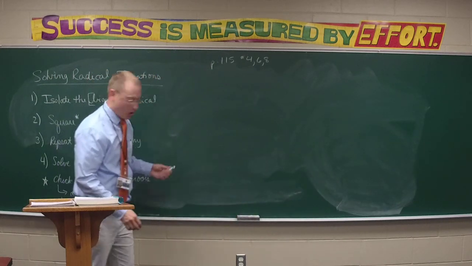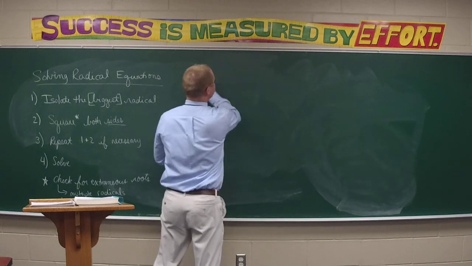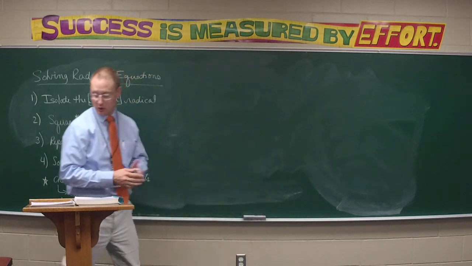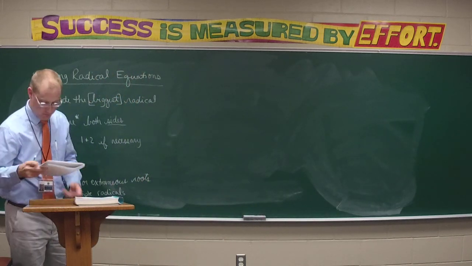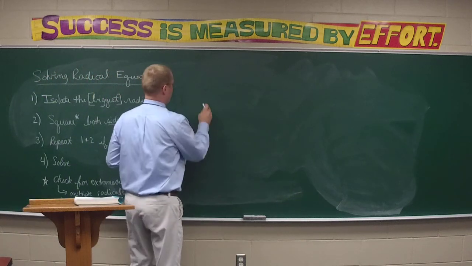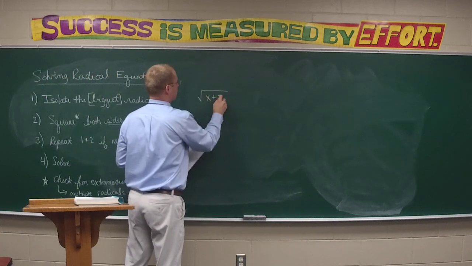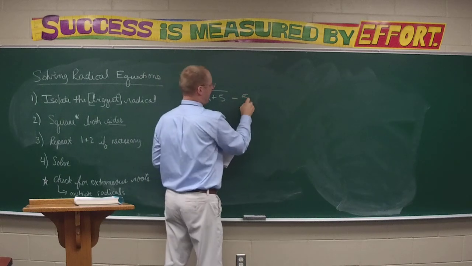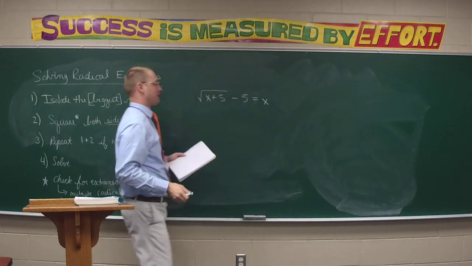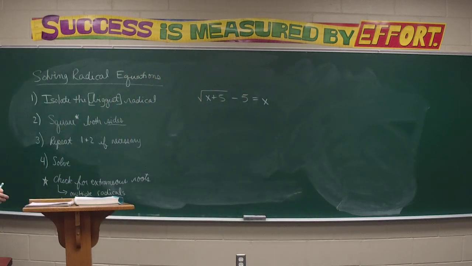All right, so those were really straightforward. They can get a little bit more challenging, of course, if you were to have a problem like this. Write this down in your notes if you would. The square root of x plus 5 minus 5 equals x. But the process doesn't change.